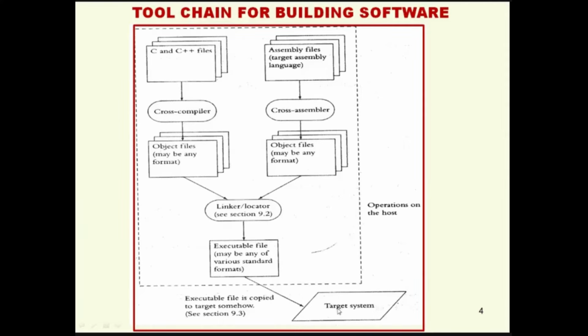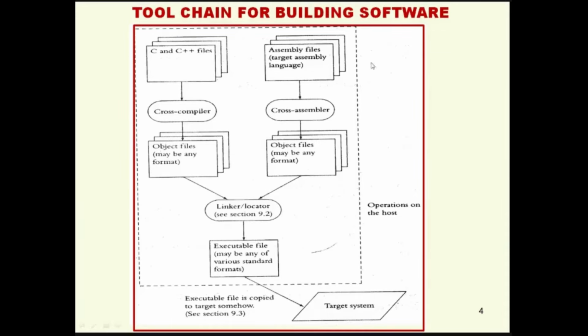In our case, the target machine is a microcontroller based board, and the microcontroller which we are using is 89S52. So 89S52's program memory will have the executable file. That means this executable file must be copied from the host machine and pasted in the program memory of this target machine.